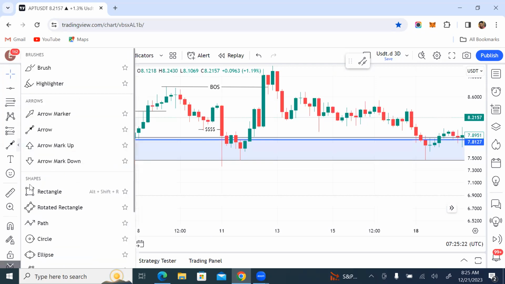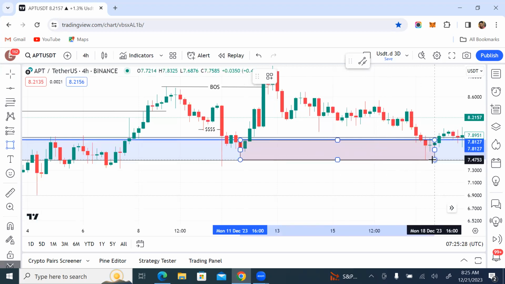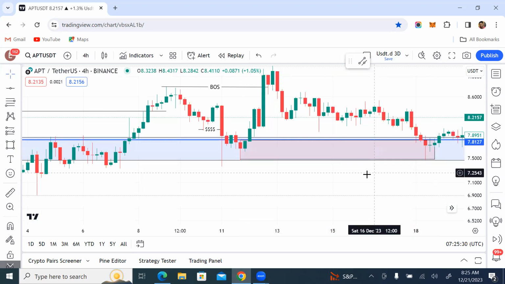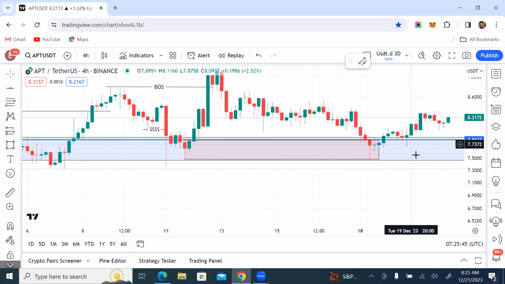So now we're going to plot our order block back. And of course, you know the drill on how to plot these order blocks. This is how you do it. We're taking it from the last bearish candle. If it's a bullish break of structure, we're taking it from the tip of the last bearish candle to the bottom of the last bearish candle. Yeah, so price has retested.